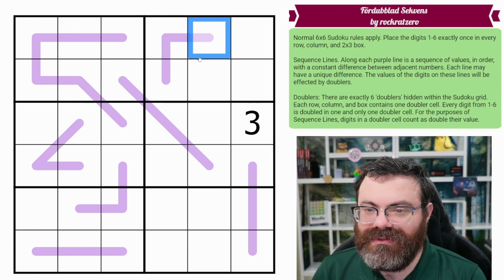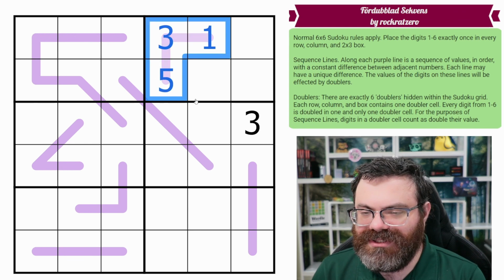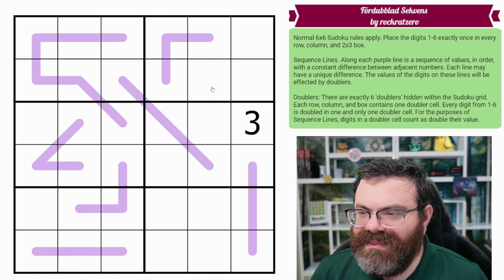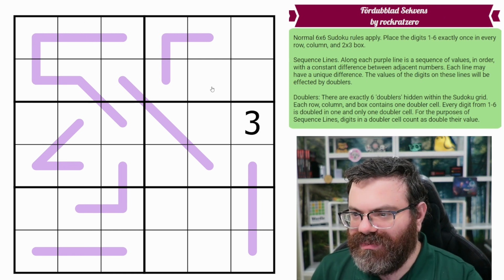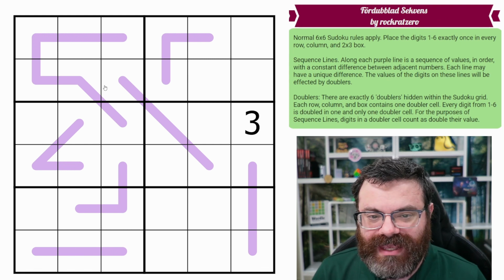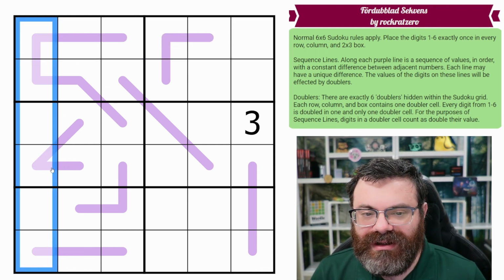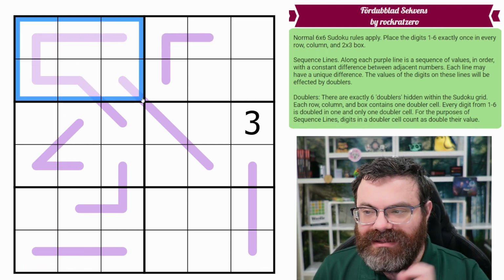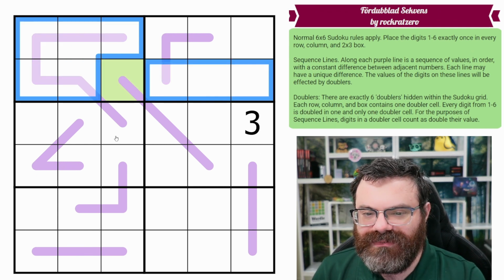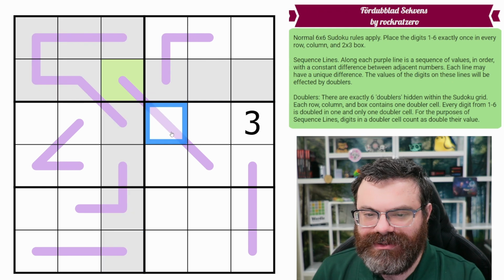We could also go 1, 3, 5. That has a difference of 2. So that's sequence lines. But sequence lines in this puzzle go off value, not digit. So what does that mean? Well, there are 6 doublers hidden in this grid. We have to find them. Every row, every column, and every 2x3 box has exactly one doubler. So if I put a doubler here, then the rest of the box, the rest of the row, and the rest of the column cannot have a doubler in it.